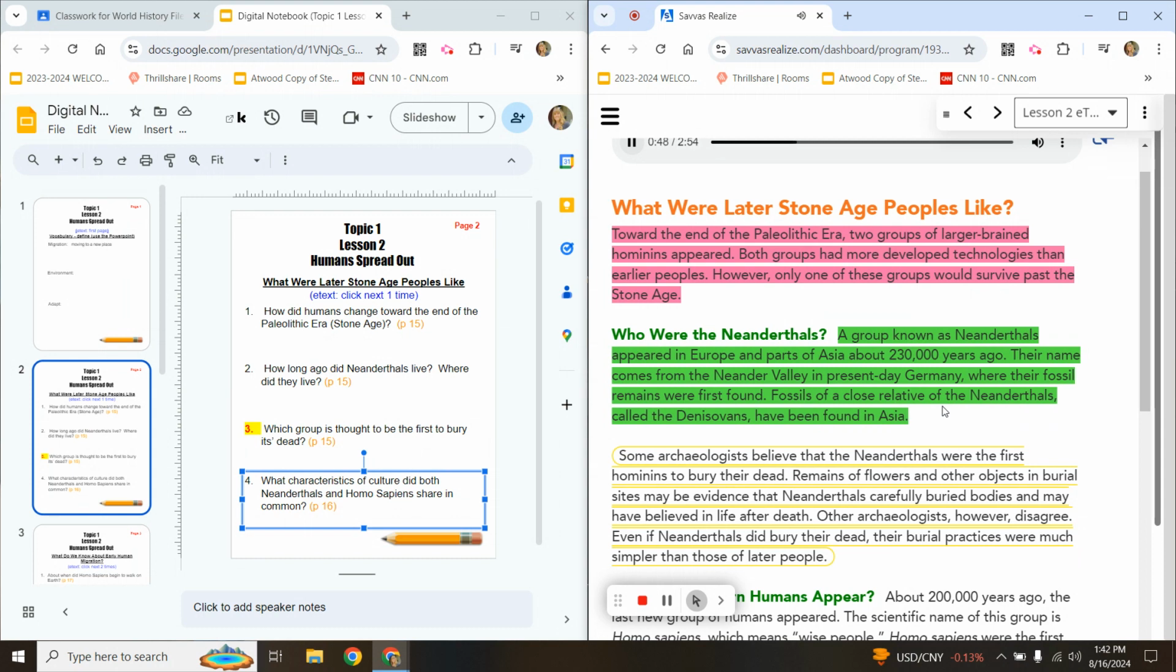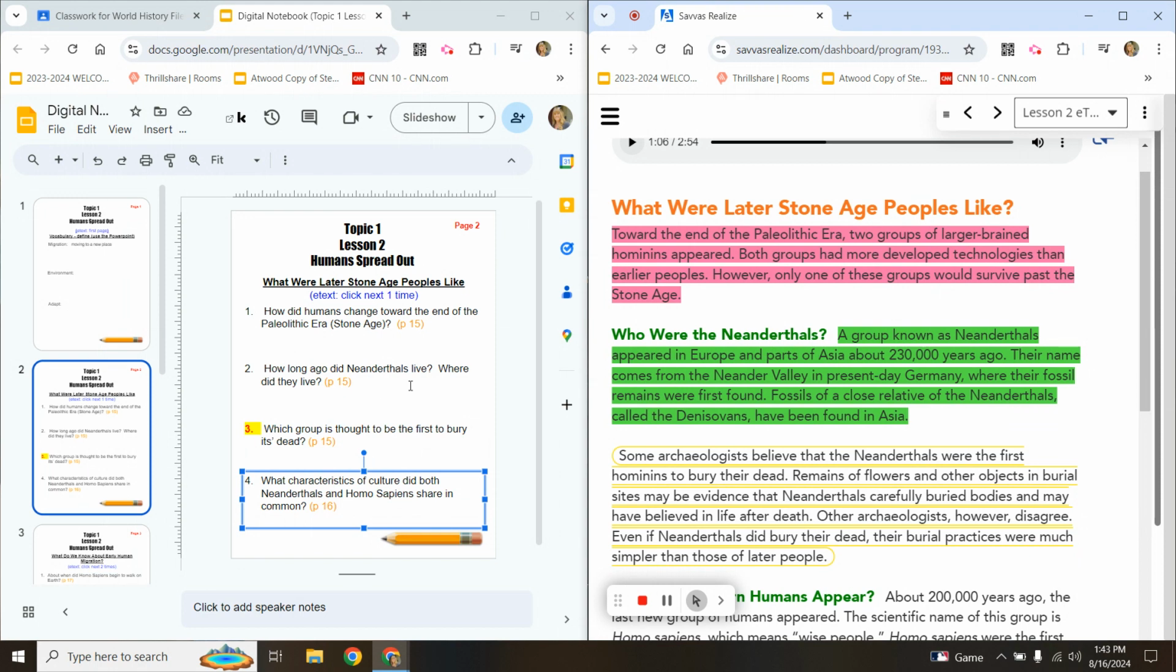Remains of flowers and other objects in burial sites may be evidence that Neanderthals carefully buried bodies and may have believed in life after death. Other archaeologists, however, disagree. Even if Neanderthals did bury their dead, their burial practices were much simpler than those of later people.